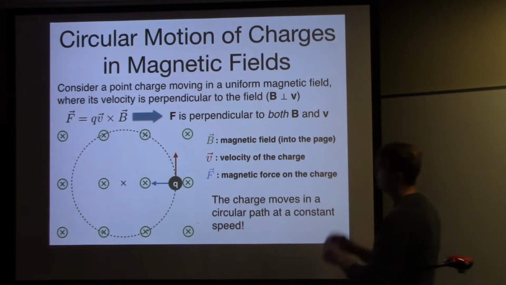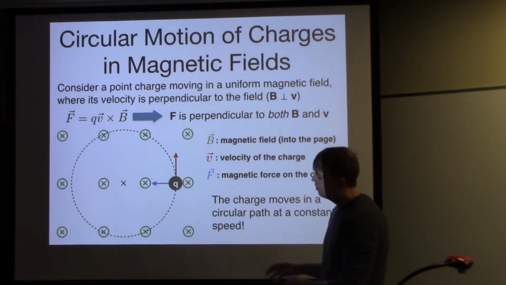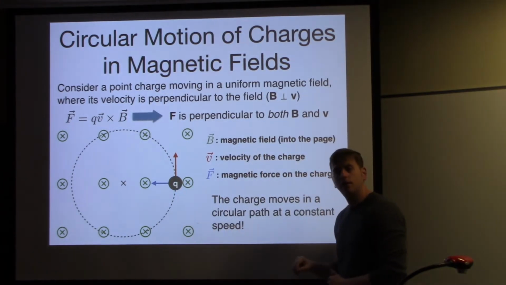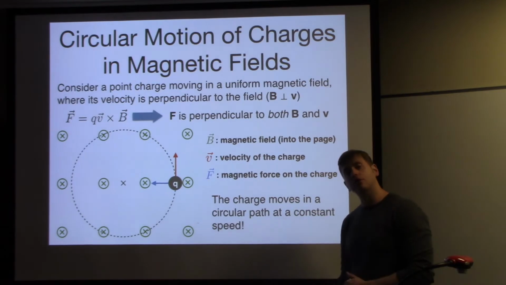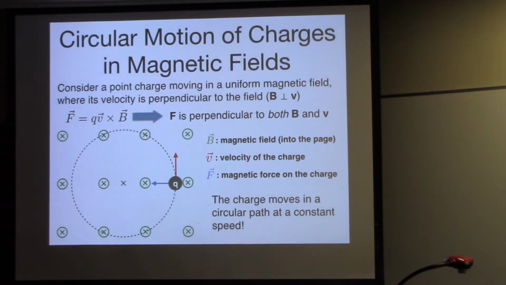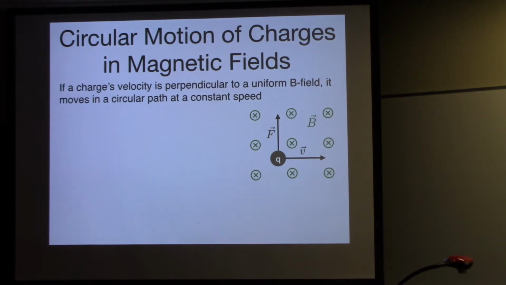Okay, this is really important. So to reiterate, whenever you have a charge that's moving perpendicular to a B field, its motion is going to be circular. It's going to move in a circle at a constant speed. Okay, so that's what we've gathered so far. If a charge's velocity is perpendicular to some kind of uniform magnetic field, it's going to move in a circular path at a constant speed.